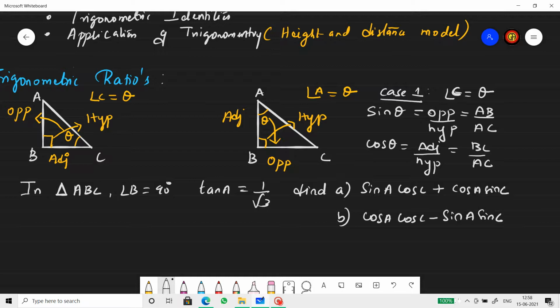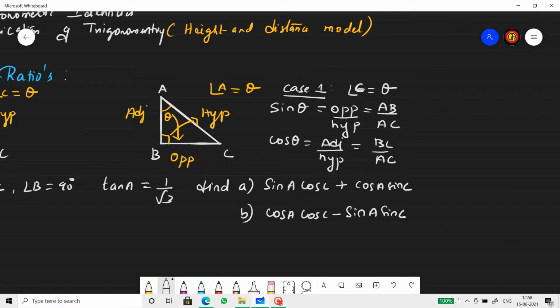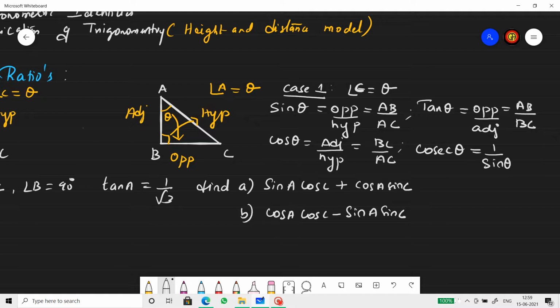And tan theta is opposite by adjacent side. So that means AB by BC. Now, reciprocal of sine, reverse of sine, is called cosec theta. What is cosec? Cosec is 1 by sine theta. So what will be the ratio here? Hypotenuse by opposite.